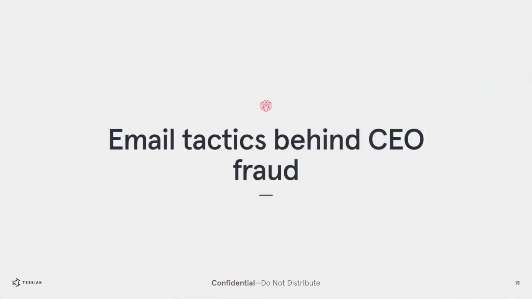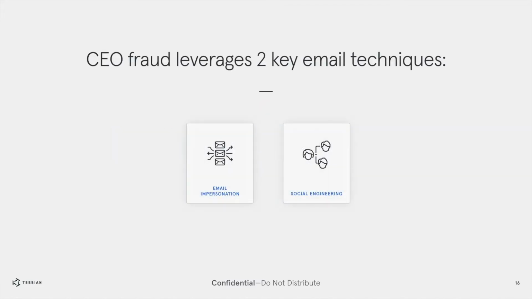Now, let's take a look at the specific tactics that are behind CEO fraud. So, how do attackers get access to this data, get access to these credentials, and get malware into an organization particularly? But most prominently, they aim to get the financial benefit. Essentially, CEO fraud leverages two key email techniques. Firstly, there's email impersonation, and secondly, there's social engineering. So let's focus on the email impersonation side of things for now.